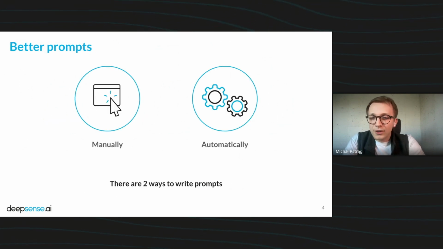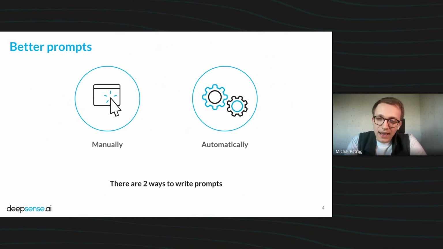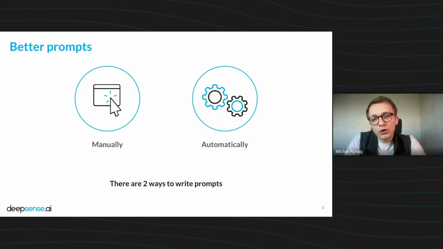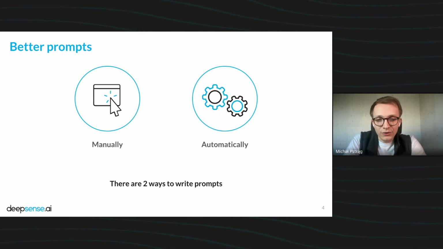When it comes to better prompts, you can do it in 2 ways. You can do it manually or automatically. The manual way is the most common one because it's the most intuitive way to write prompts. You just write a large string and you test it on a language model. How does it perform? And then you try to iterate on this huge string that you produced.